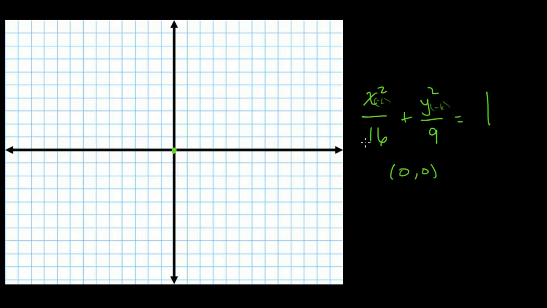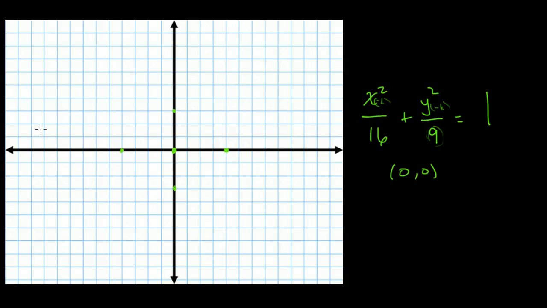Underneath my x squared, I have 16, which means that from my center point, I'll be moving in both directions 4, 4 being the square root of 16. So I have another point, 1, 2, 3, 4. I'm going to use this as a reference point, and then negative 4 here is another reference point. And then I notice that under my y, I have 9, and the square root of 9 is 3, so I'm going to put another reference point 1, 2, 3 up from the center point, and 1, 2, 3 down from the center point.